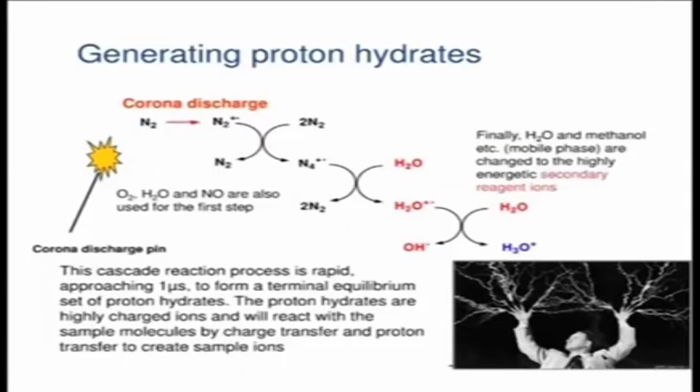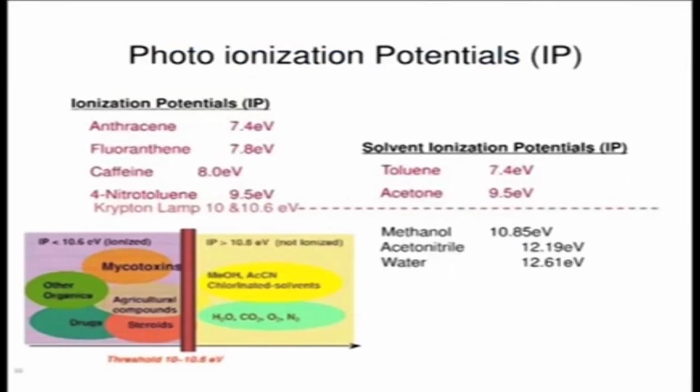This is the process of how the compound gets ionized and the charge gets transferred to molecules. I am not going to discuss it in detail. The ionization potential: these are the different types of compounds which can be ionized, or we can analyze by APPI, and these are the different potentials which you can apply to the laser beam so that the compound gets ionized.